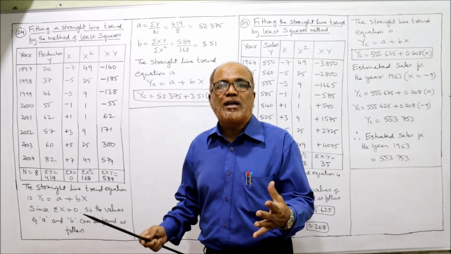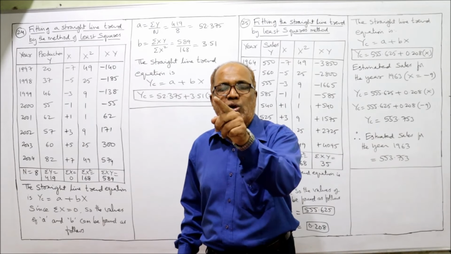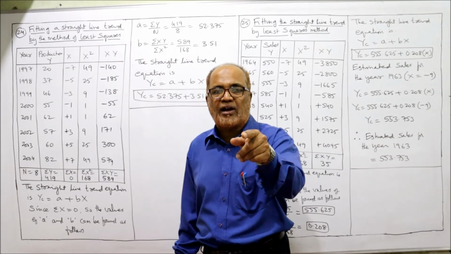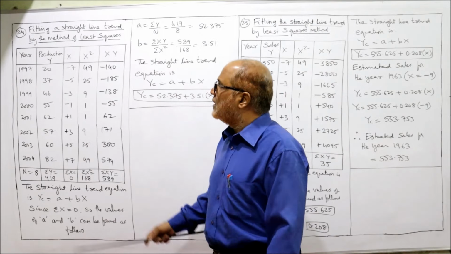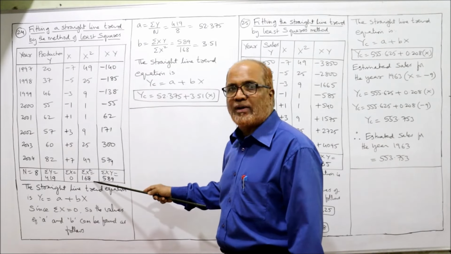If you have odd number of years, very easily the central year will be taken as 0. Then +1, 2, 3, -1, 2, 3. Like that we have adopted in odd number of years. Now square it. 7 sevens are 49, 25, 9. Summation x square we got.